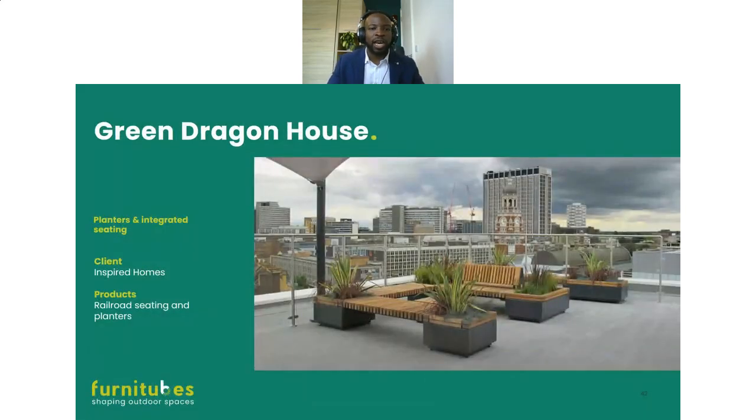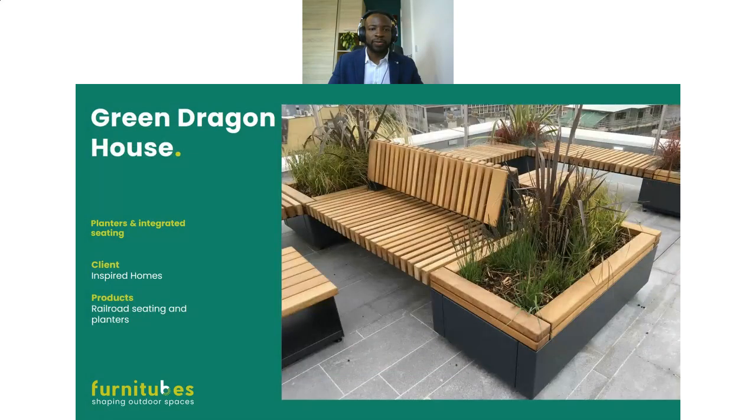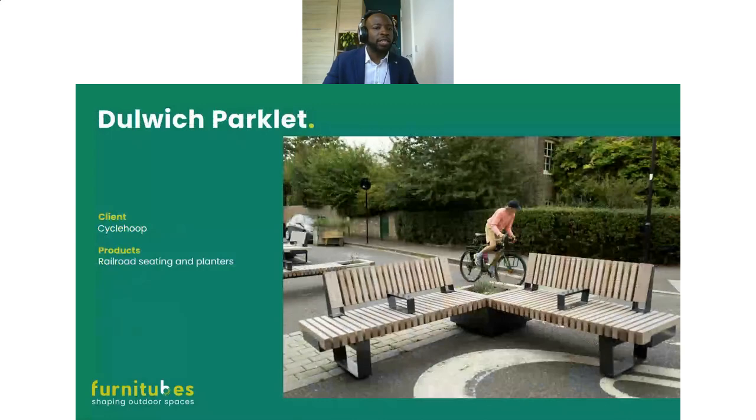Green Dragon House. This was used on a roof terrace, and they used the railroad to create a planting and seating solution. In Dulwich, they've been used as parklets, so just to extend for pavement extensions.